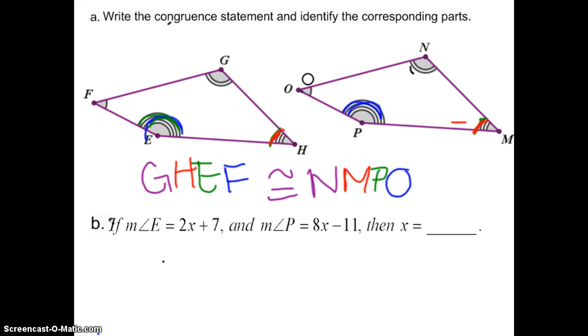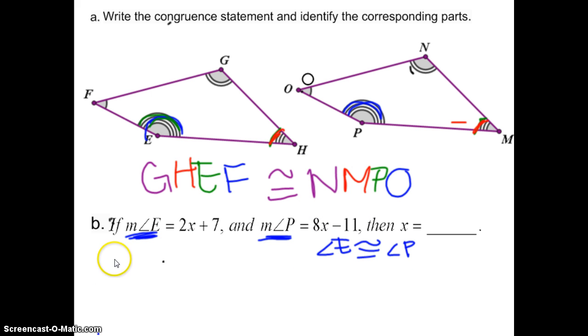Okay, part B. If the measure of angle E equals 2x plus 7 and the measure of angle P equals 8x minus 11, then x equals blank. Take notice real quick. We talked about this last unit: we have the measure of angle E and the measure of angle P. Remember that when we're talking about measures, we're talking about equality. If we're just talking about the angles, then we're talking about congruency. We need to remember that there is a difference between the two.